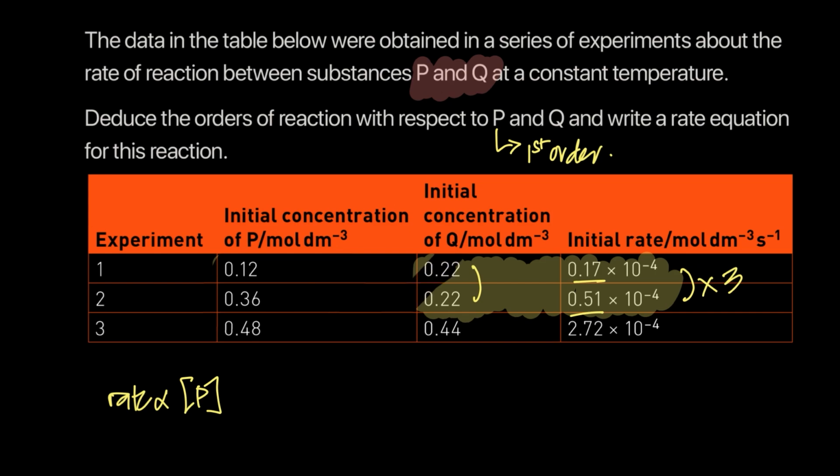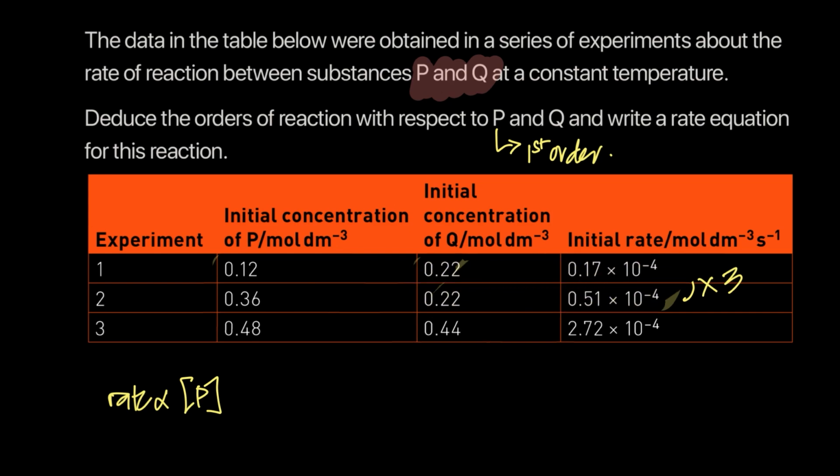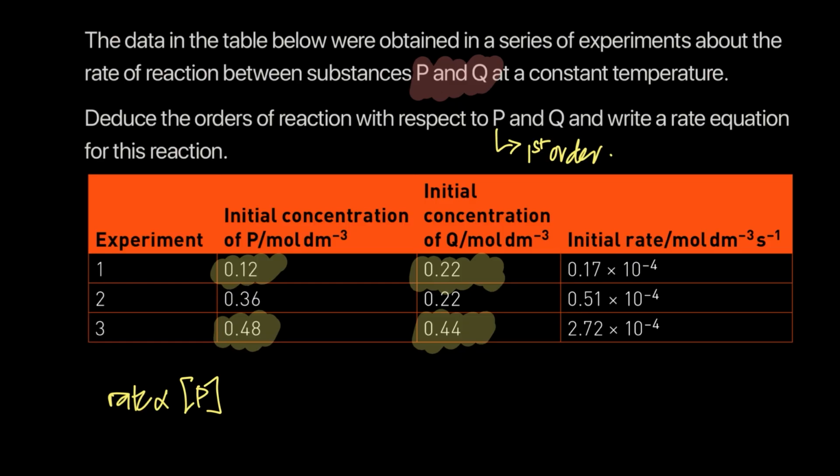So now to focus on Q's effect on rate, I would take any experiment where Q is changing. Either I can take 1 and 3. I'll take 1 and 3, just simple. Why is 1 and 3 simple? Because 1 and 3 and 2 and 3 both have the same effect on Q. But in 1 and 3, it's very straightforward what's happening to P. P is changing by a factor of 4, and Q is changing by a factor of 2.